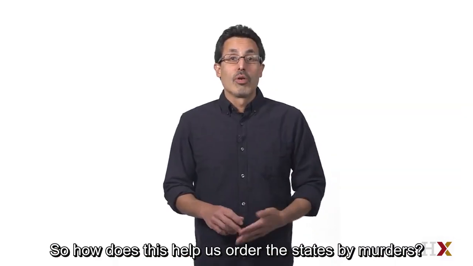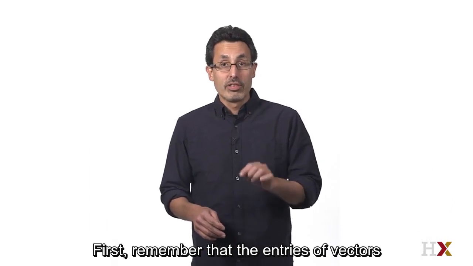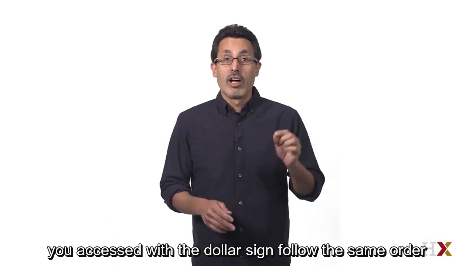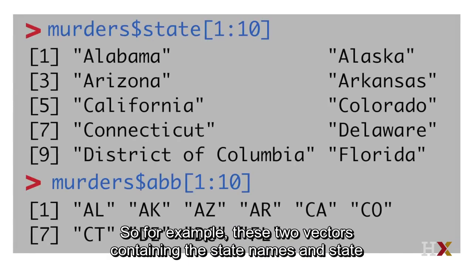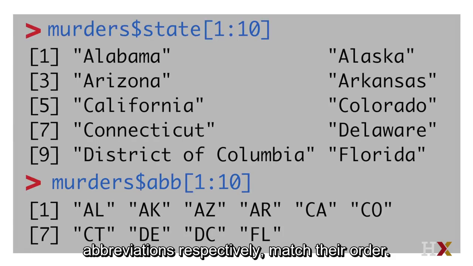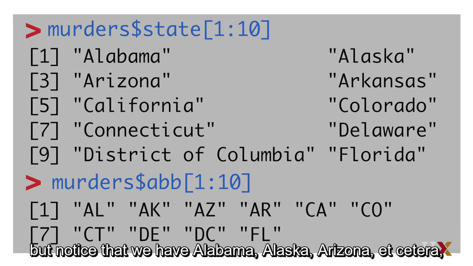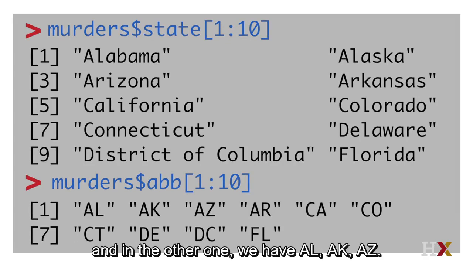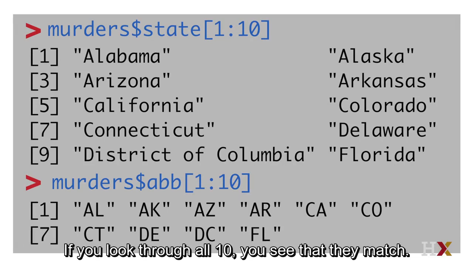So how does this help us order the states by murders? First, remember that the entries of vectors you access with the $ sign follow the same order as the rows in the table. So, for example, these two vectors containing the state names and state abbreviations respectively match their order. We only show the first entry so that it fits on the screen, but notice that we have Alabama, Alaska, Arizona, etc., and in the other one we have AL, AK, AZ. Those are the abbreviations that go with those 3 states. And if you look through all 10, you see that they match.